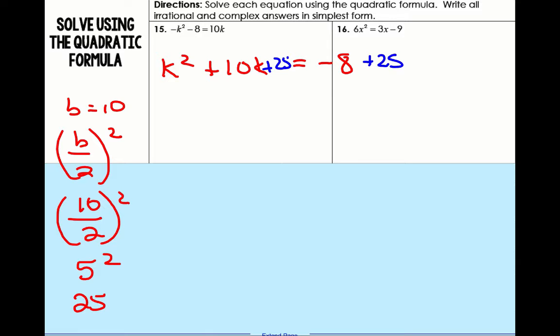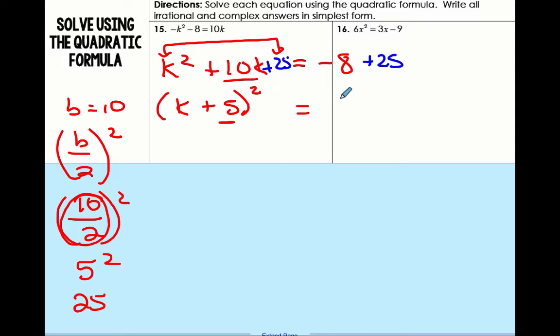Now I'm going to go ahead and factor the left side. Well, these are both perfect squares. Square root of 25 is 5. 5 plus 5 makes 10, so I know it factors to k plus 5 squared. So that number is equal to that b over 2. And the middle term is positive, so that's why I put a plus in the middle. And negative 8 plus 25 is 17.